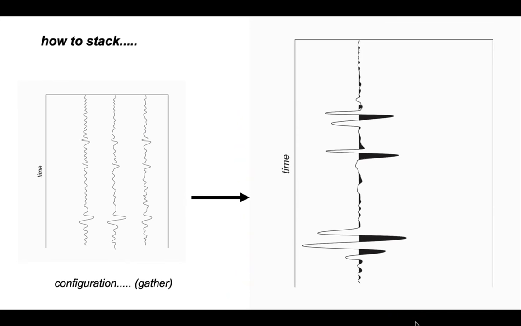So the question we need to ask is, how do we decide which of these seismic records to combine? How do we decide how to make our stack? There are various ways we can do this, and the configuration we use is called a gather. We're going to compare a couple of examples.